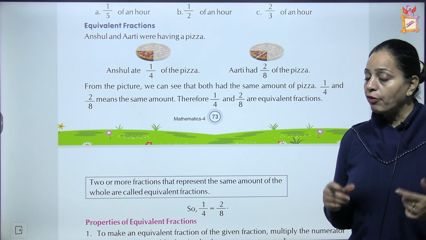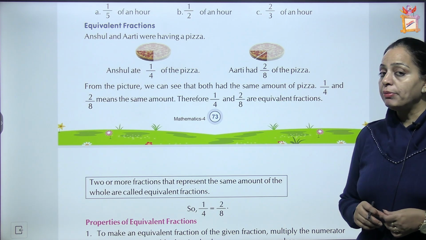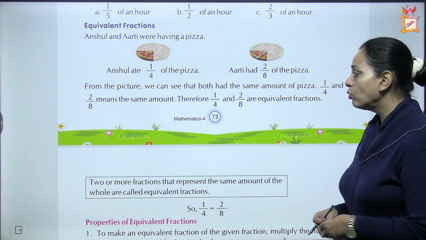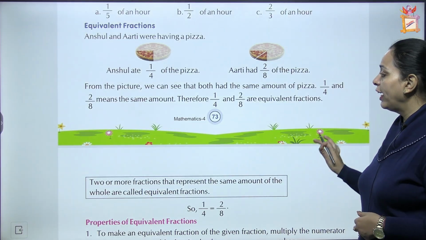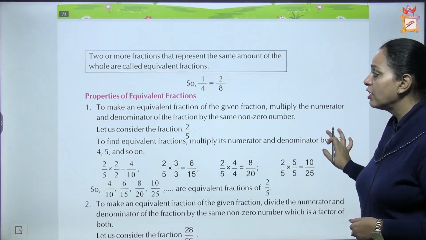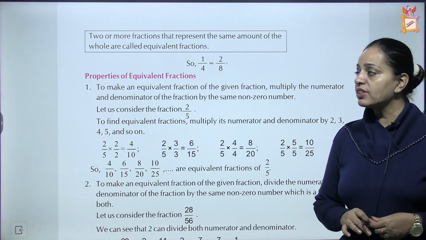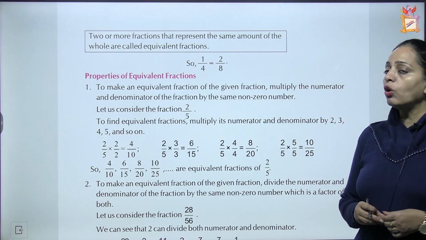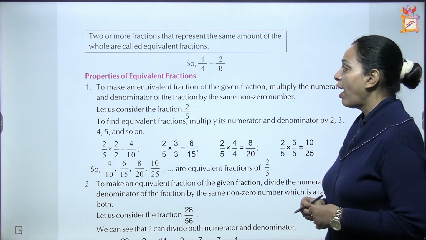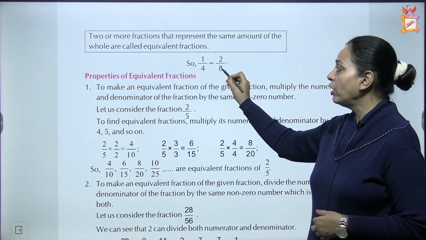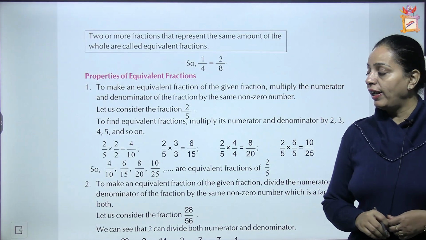So from the picture we can see that both had the same amount of pizza. It means 1 by 4 and 2 by 8 mean the same thing, same amount. So 1 by 4 and 2 by 8 are equivalent fractions. So 2 or more fractions that represent the same amount of the whole are called equivalent fractions. So 1 by 4 equals to 2 by 8.